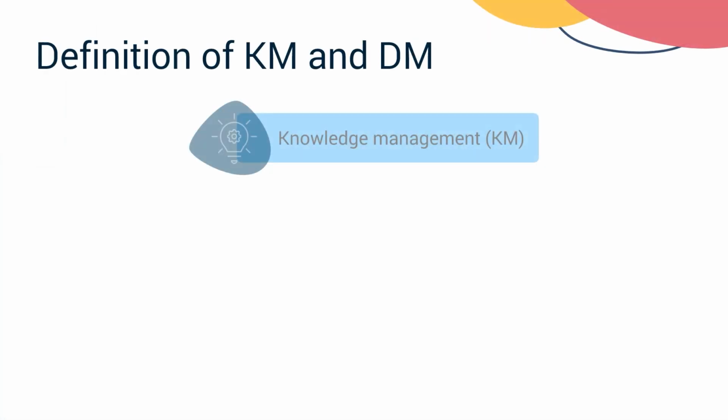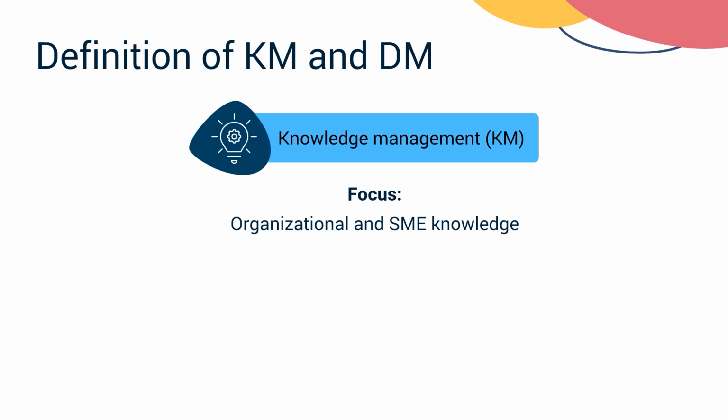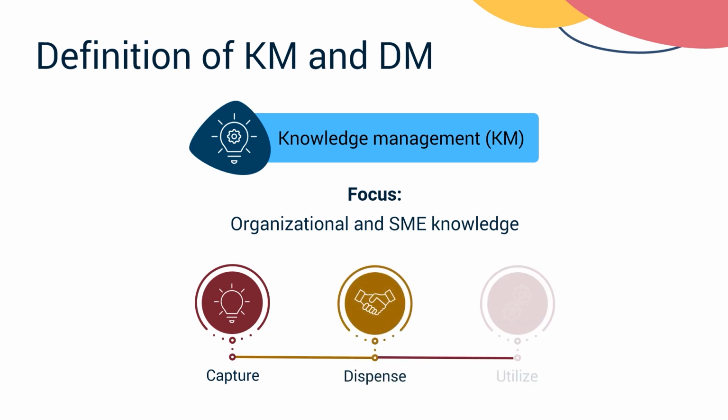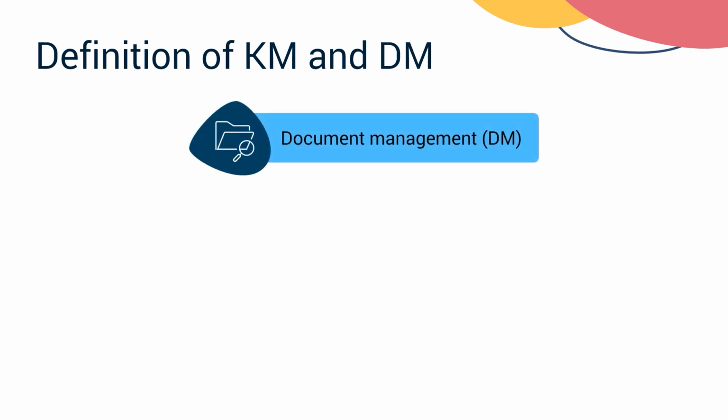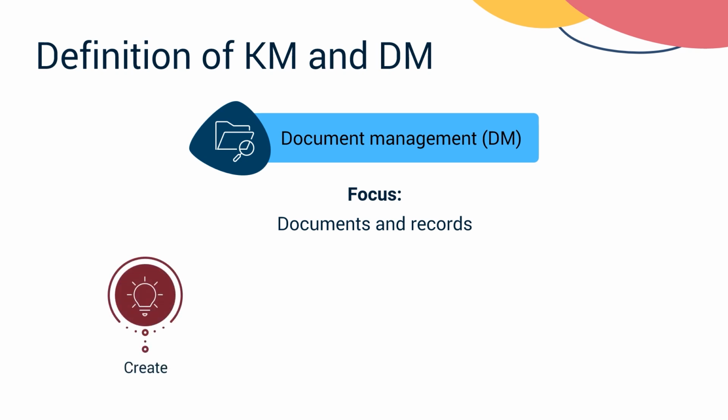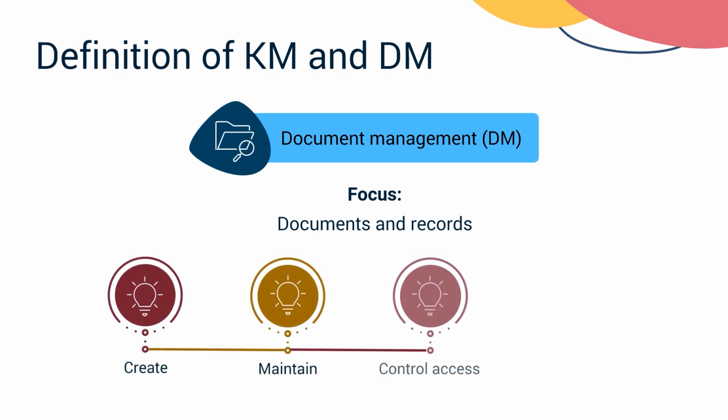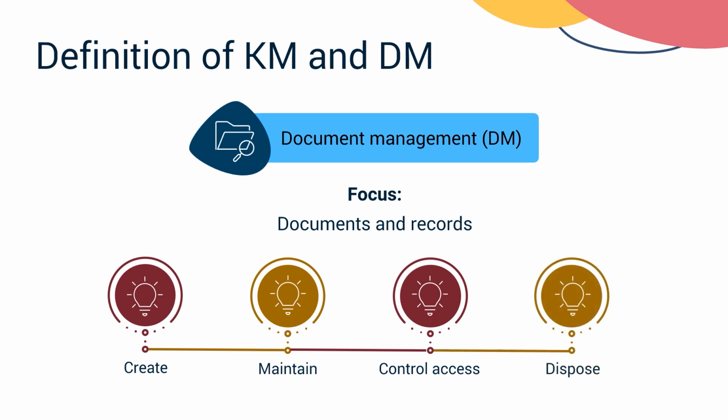Let's start by defining Knowledge Management, or KM, and Document Management, or DM. Although closely related, they differ in focus and structure. KM focuses on effectively capturing, sharing, and using knowledge from organizational and subject matter experts, or SMEs. It follows 3 stages: capturing, dispensing, and utilizing knowledge. DM involves managing documents and records throughout their lifecycle. The 4 stages are creating, maintaining, controlling access, and disposing of documents.